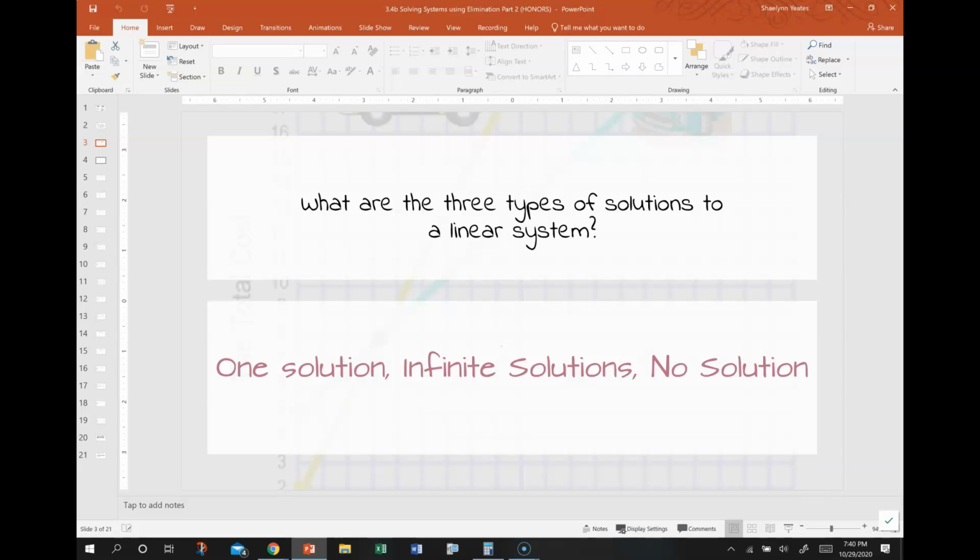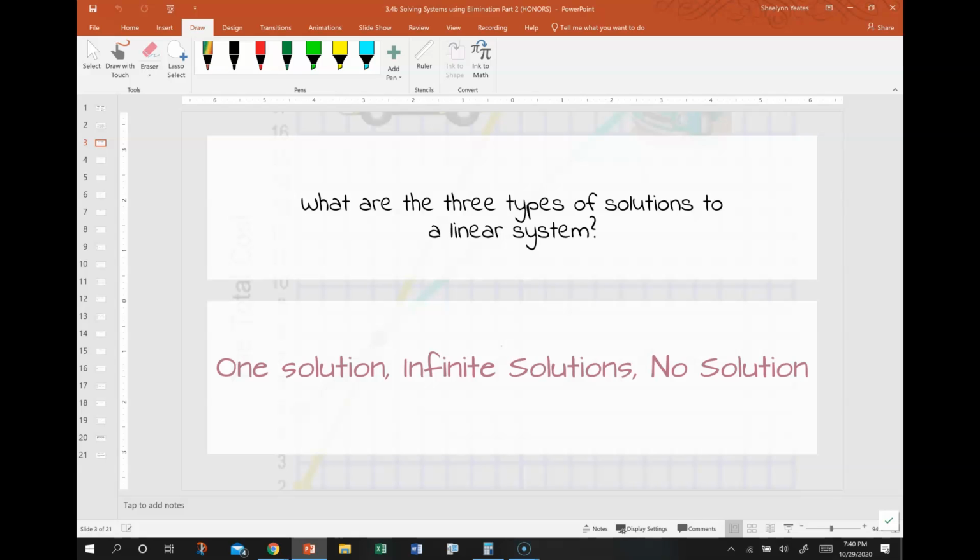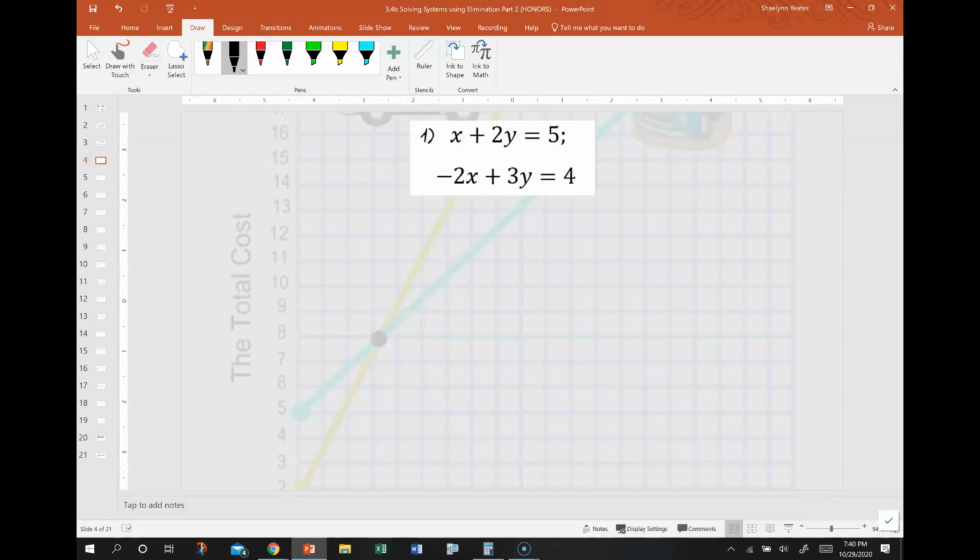Real quick, just review. Here, if we get one solution, we will end up with x equals a number and y equals a number. So we'll have a nice pretty pair. Infinite solutions means we'll end up with something like 0 equals 0. No solutions means we'll end up with something like 0 equals -2. Okay? That's what it will look like when we find this.